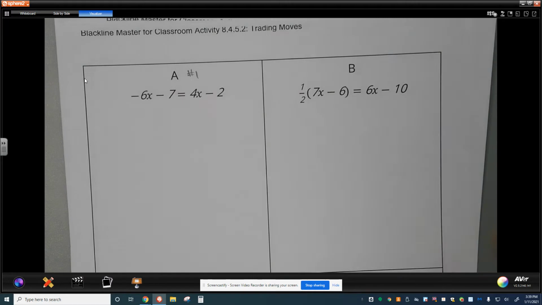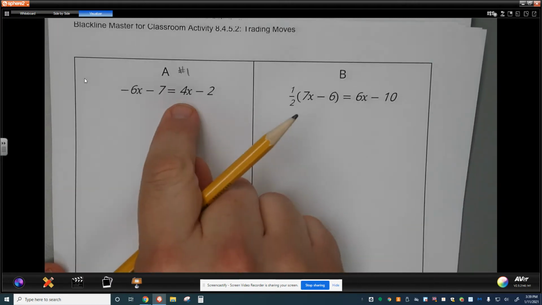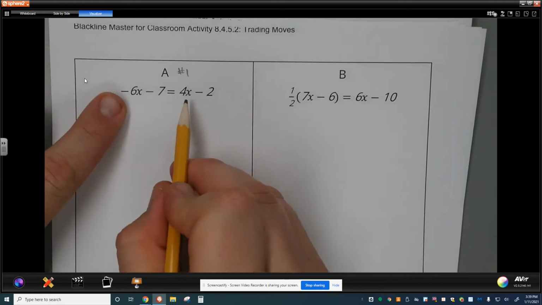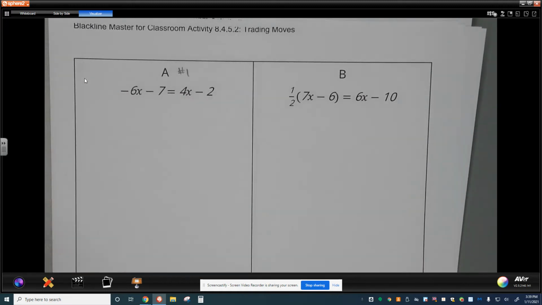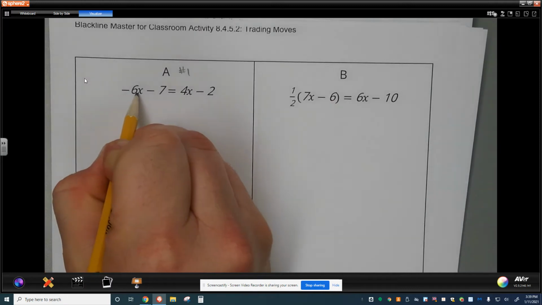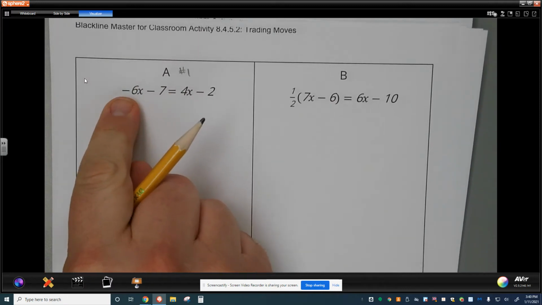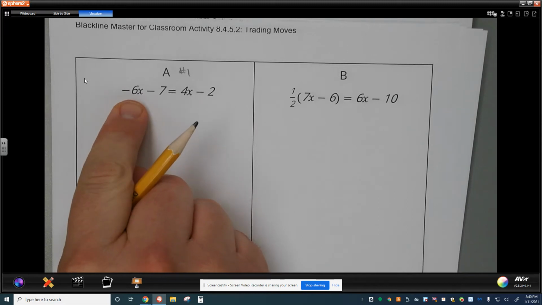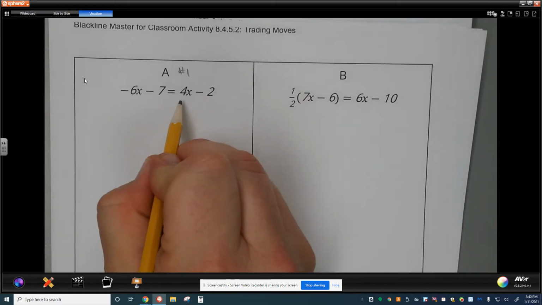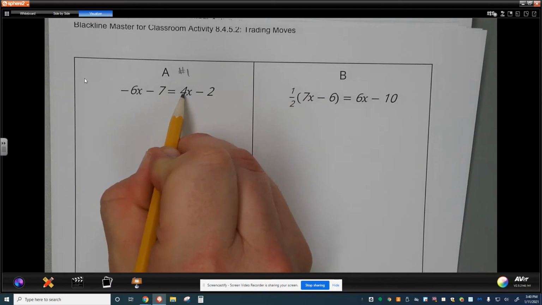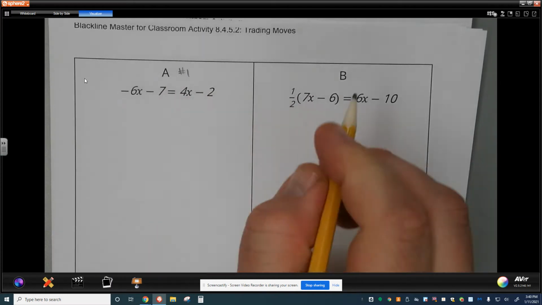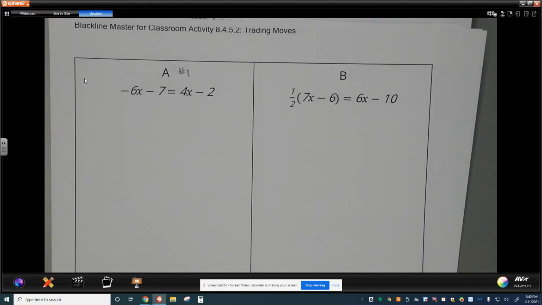Keep in mind, my goal is to get x all by itself. Right now, I see a couple of different terms. This is a term. Also, the -7 and the -2 are terms. And I need to get those together. So I have some options. I can either add the 6x to this side because I want to eliminate making it 0, since this is a -6x, the opposite of +6x. Or I can subtract the 4x, but sometimes that gets a little goofy because I forget that subtracting another number or subtracting a negative, sometimes I forget how that process goes.